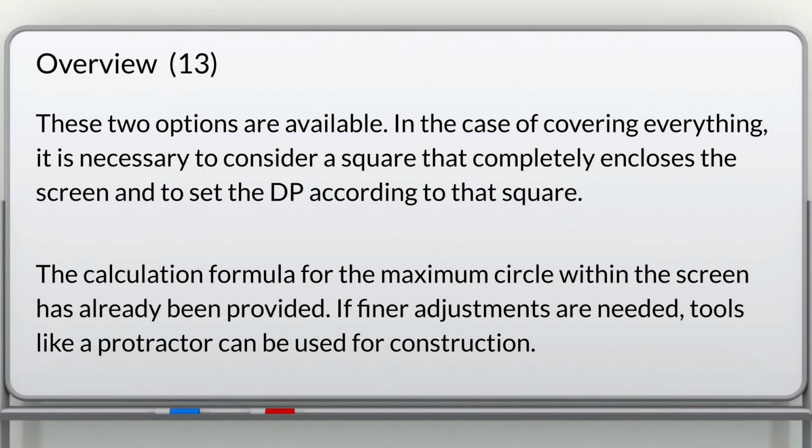In the case of covering everything, it is necessary to consider a square that completely encloses the screen and to set the dp according to that square. The calculation formula for the maximum circle within the screen has already been provided. If finer adjustments are needed, tools like a protractor can be used for construction.